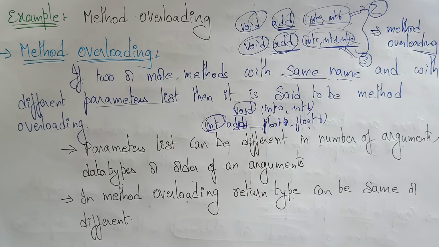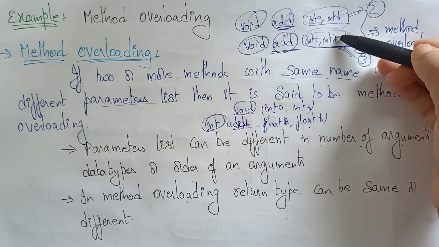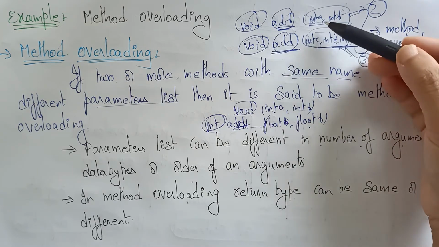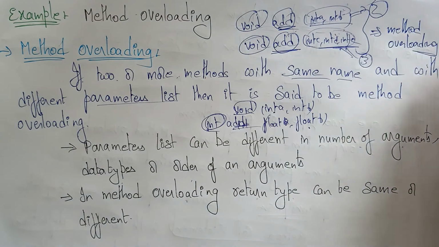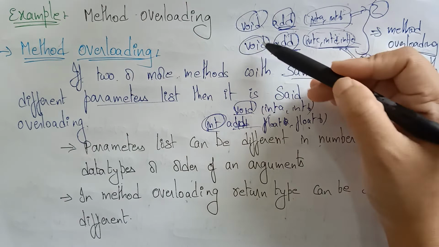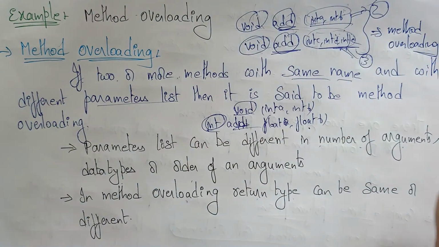So what I said: if two or more methods have the same name and a different parameter list, then it is said to be method overloading. The parameter list can differ in number of arguments, here 2 and here 3, in data types, here int and here float, and the order of arguments can also be changed. And coming to the return type, in method overloading a return type can be the same or different. So method overloading means the same name, that's it. Everything else can be different, no problem. But if the methods have the same name, then it is method overloading.